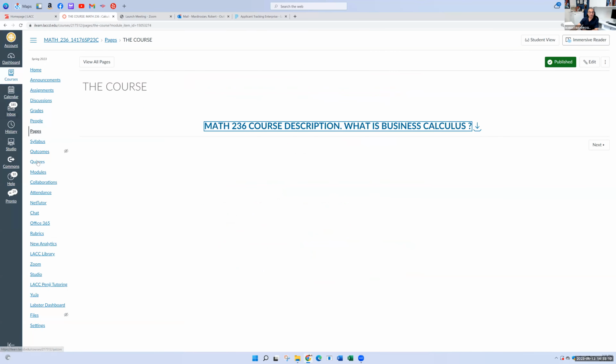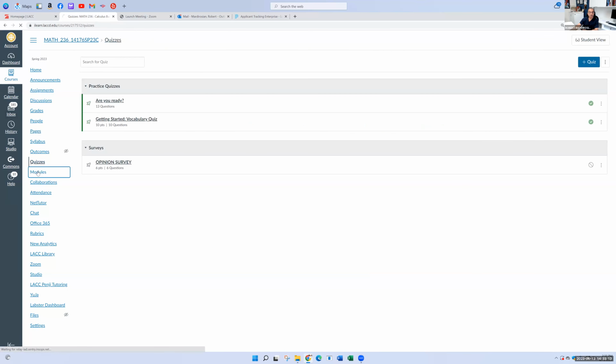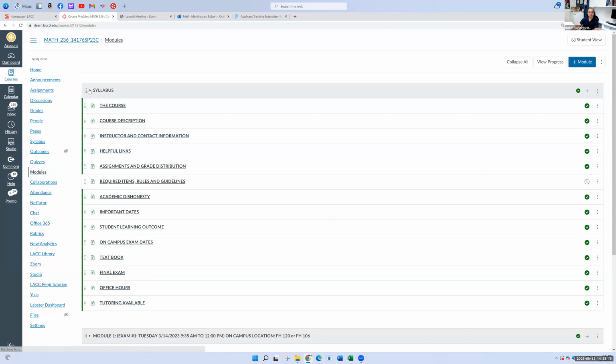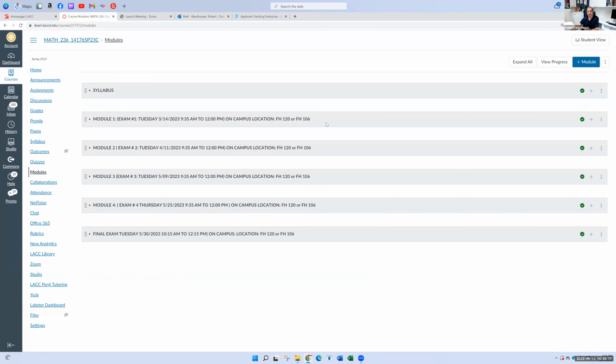Now, let me go back to the Canvas page. The modules, the way I organize my course, and again, each professor is different: I organize the course in 4 modules, and I give an exam in each module. The first half of the course is about differential calculus, and the second half is about integral calculus. And again, it all depends on how your professor runs this course.